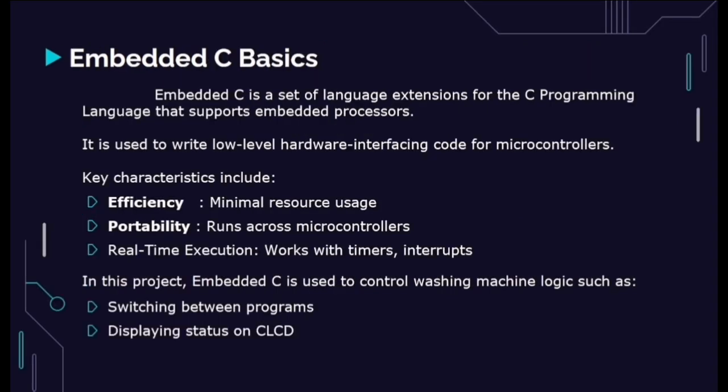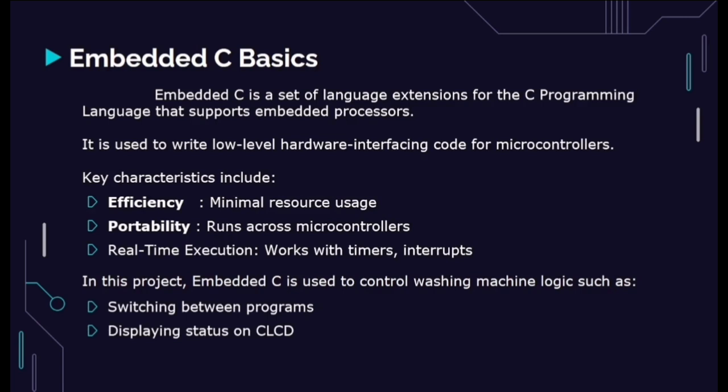During this internship, we have also learned about embedded C basics. Embedded C is a set of language extensions for the C programming language that supports embedded processors. It is used to write low level hardware interfacing code for microcontrollers. It also includes key characteristics like efficiency for minimal resource usage, portability that runs across microcontrollers, real time execution, works with timer interrupts.